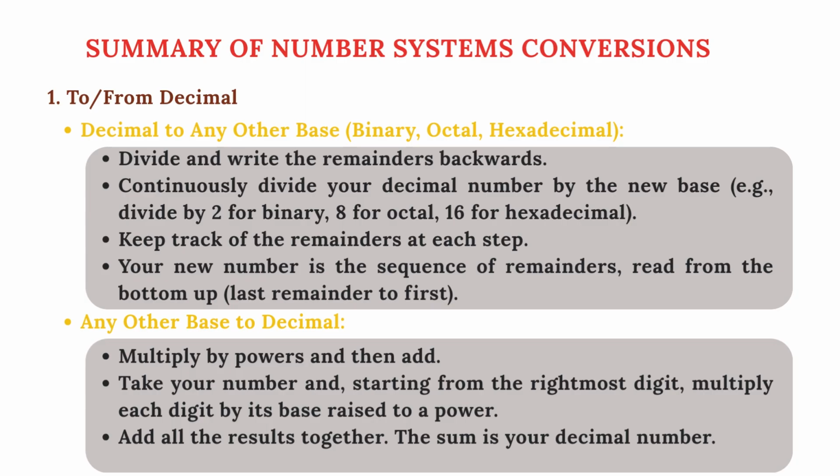Any other base to decimal, we need to multiply by powers and then add. Take your number and starting from the rightmost digit, multiply each digit by its base raised to a power. For example, 2 to the power 0, 2 to the power 1, 2 to the power 2 for binary. Add all the results together and the sum is your decimal number.